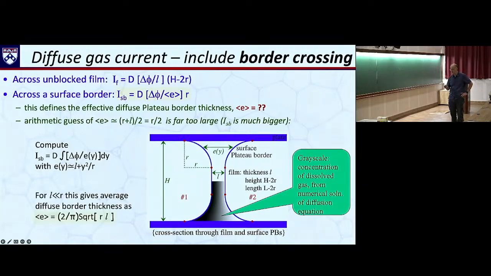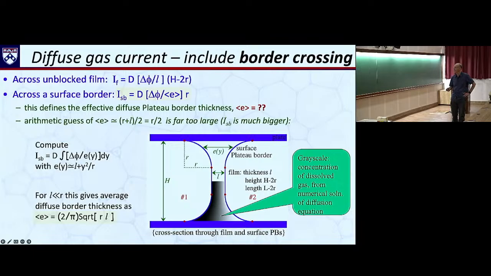And there we go. There's the border crossing expectation for the average diffusive thickness. It's set by the geometrical average of the plateau border radius of curvature and the film thickness. So these two length scales both come into play in a non-trivial way. You can't ignore either, you have to use both. And this came as a surprise to us.